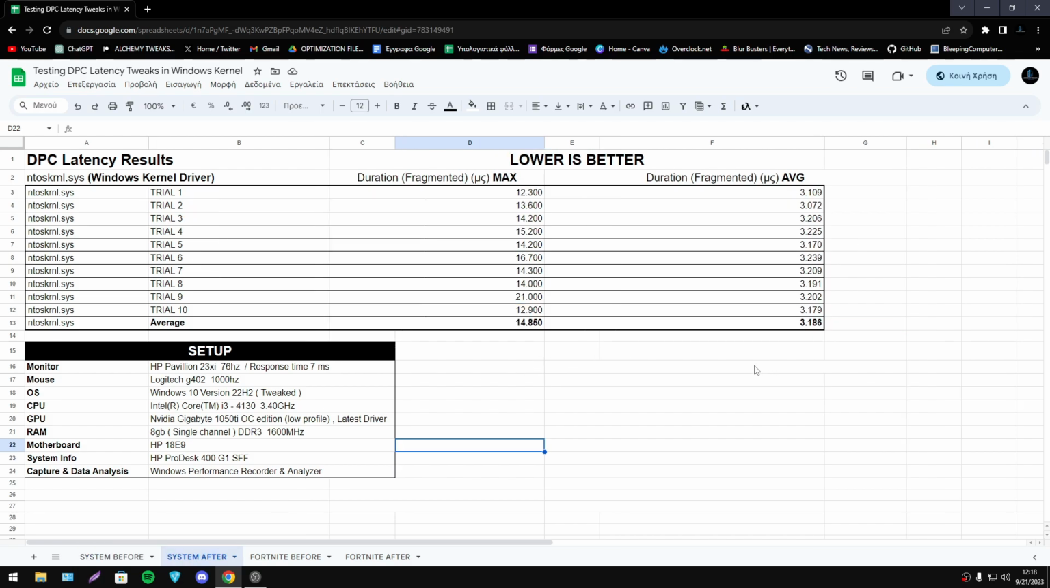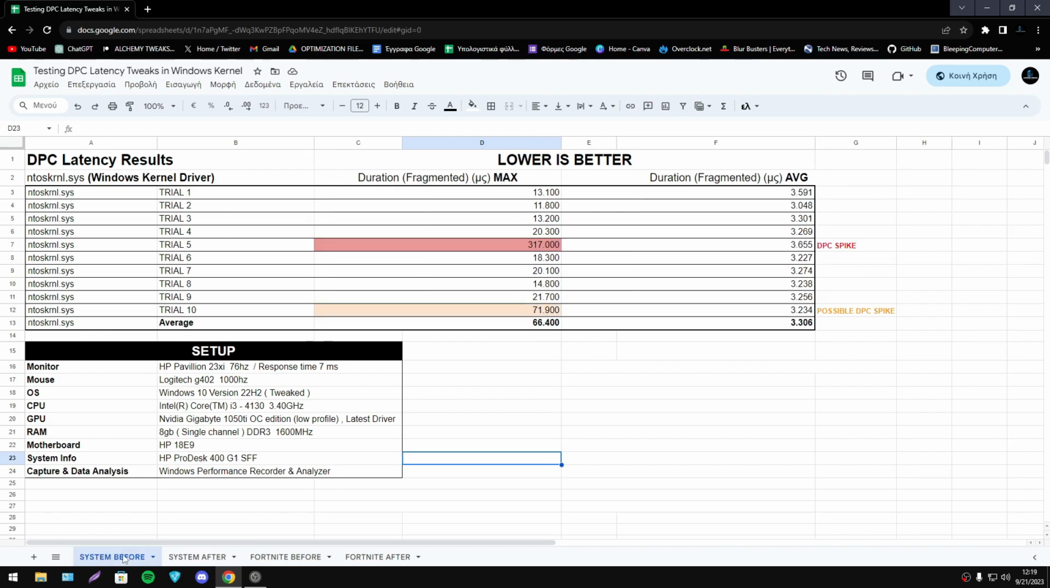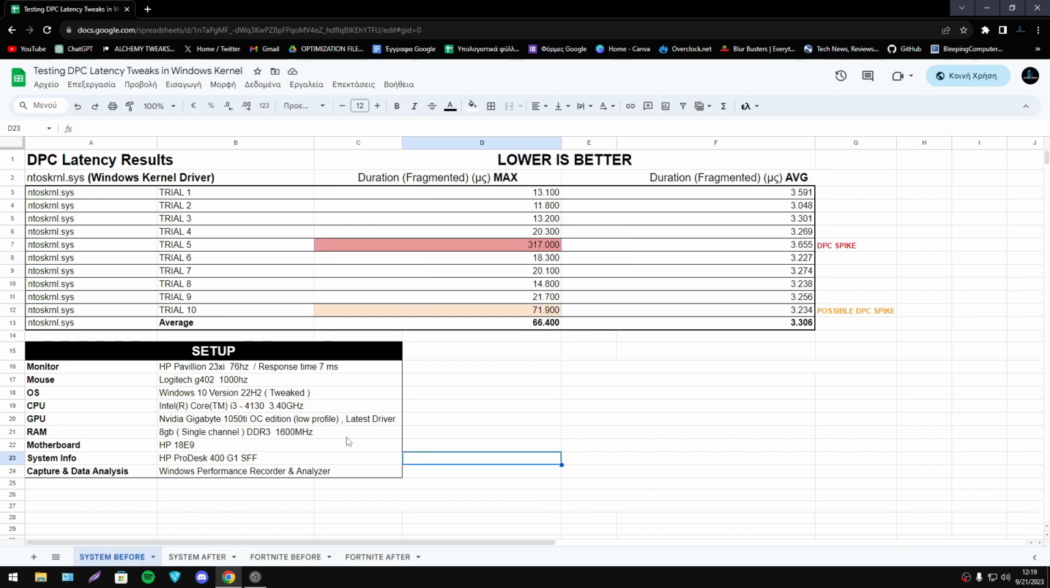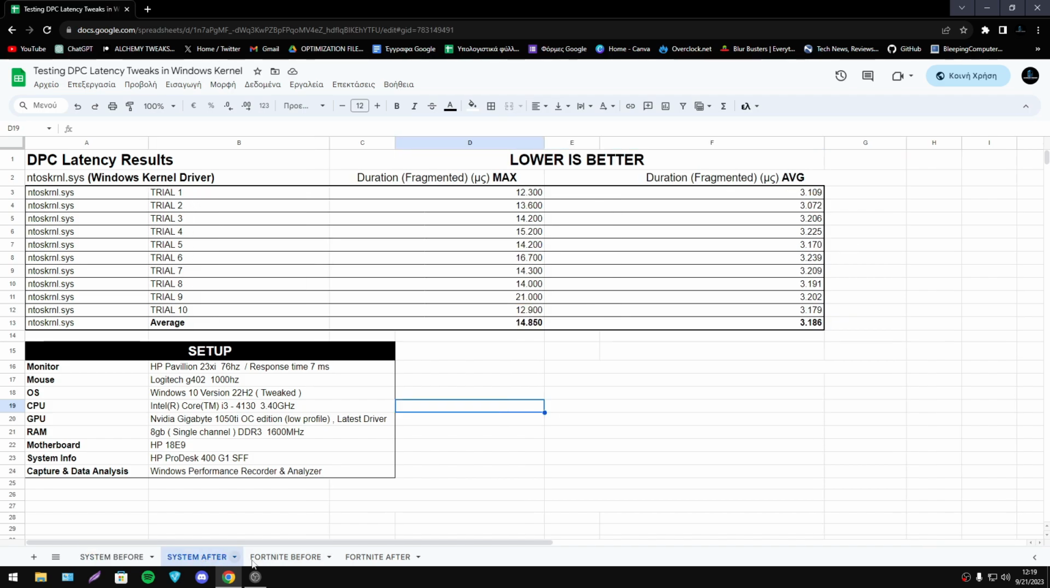Results are very stable. Okay, as you see, we don't have any single DPC spike or possible DPC spike. Again, the same environment, in idle mode, everything closed, everything was careful, and as you see, the results are those. Okay, we must say that we eliminated our DPC spikes with this registry in system after.